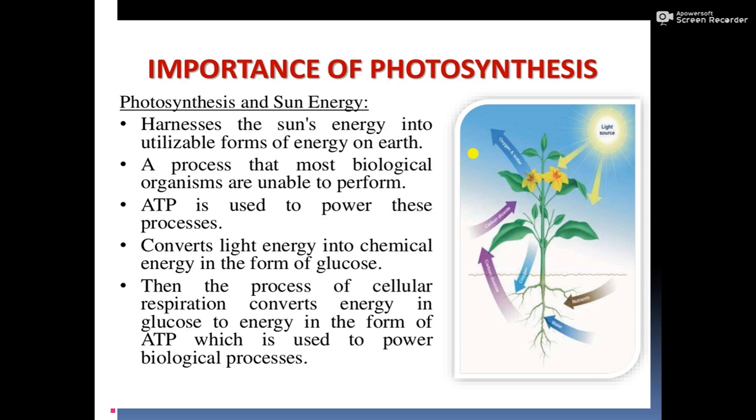We all know about the importance. Now we are going to read the point basis of the importance. First, photosynthesis and sun energy. It harnesses the sun's energy into the utilizable form of energy on Earth, a process that most biological organisms are unable to perform. ATP is used to power these processes. It converts light energy into chemical energy in the form of glucose. Then the process of cellular respiration converts energy in glucose to energy in the form of ATP, which is used to power biological processes.